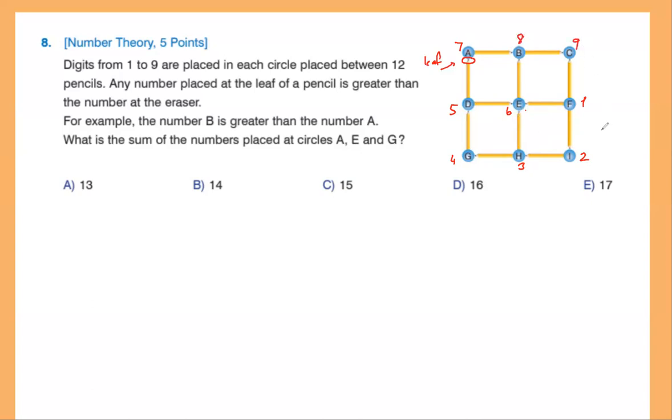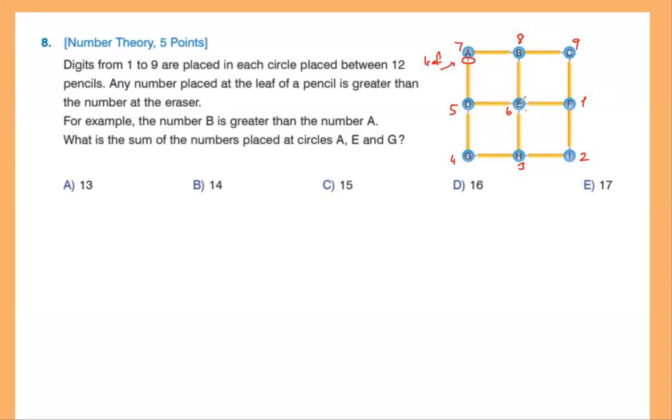Let's make sure that every number does satisfy the given condition. The leaf of the pencil is larger than the eraser part. So 7 is the eraser, the tip is 8, which is good. In this case, let's say 5 is the tip of the pencil, the leaf of the pencil, larger than the eraser of the pencil, which is 4. If you look at all the others, that is actually correct. But if I swap 7 and 6, that also works.